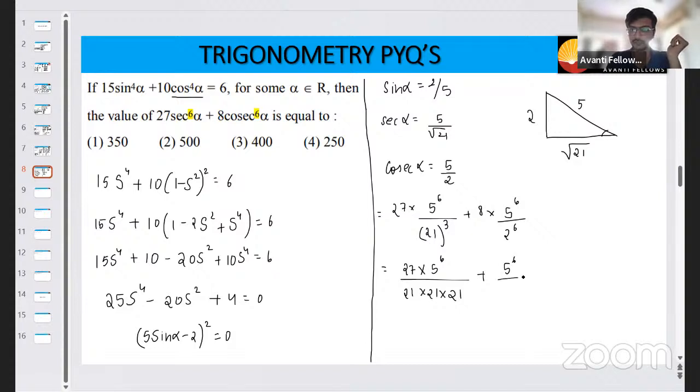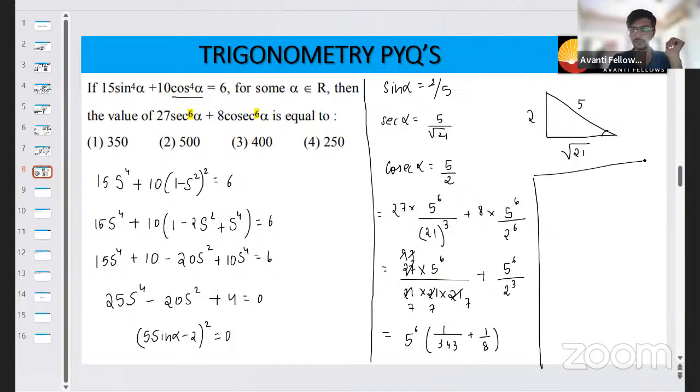So, 5 raised to the power 6 upon 2 cube. So, 9, 3 से आ रहा है. 3 9s are 27, 3 7s are, 7s are and 7s are. So basically 5 raised to the power 6 common रहेगा. We got 1 upon 7 cube. What is 7 cube? 343 plus 1 by 8. So if we try to simplify it, we'll get answer as 250.